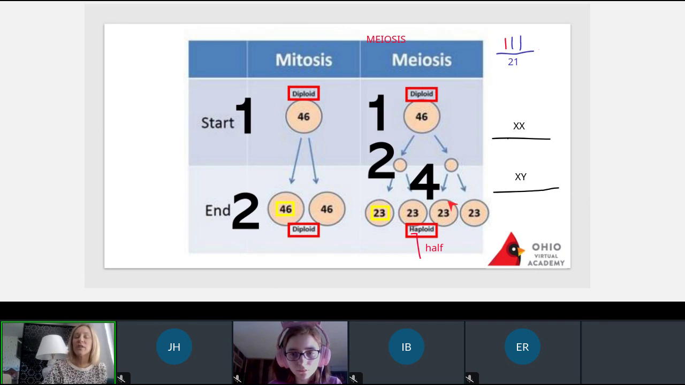And today we're just going to look at how do we get from a diploid cell, with a normal amount of our DNA in it? How do we make our sperm cells? How do we make our egg cells?